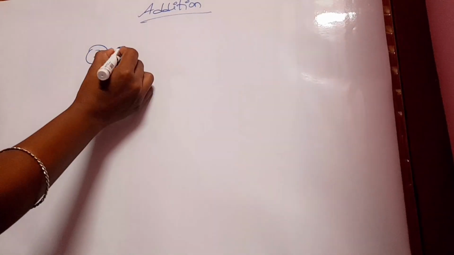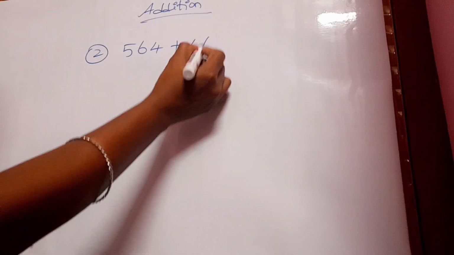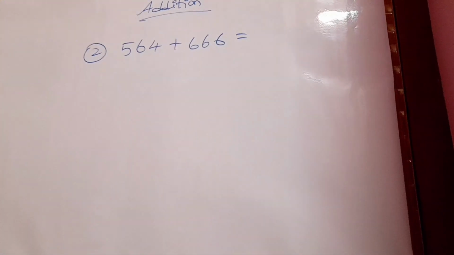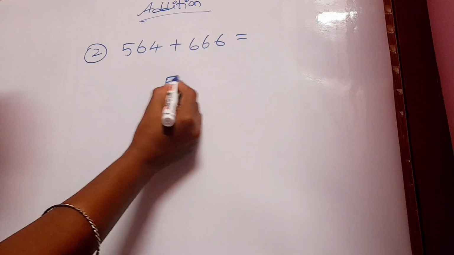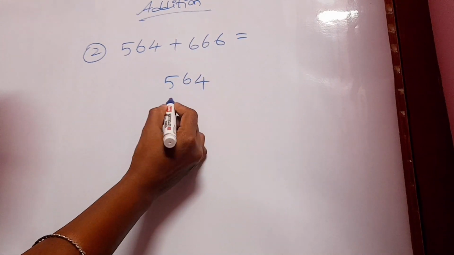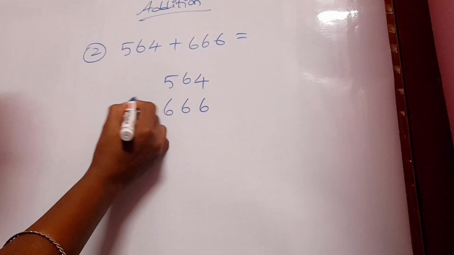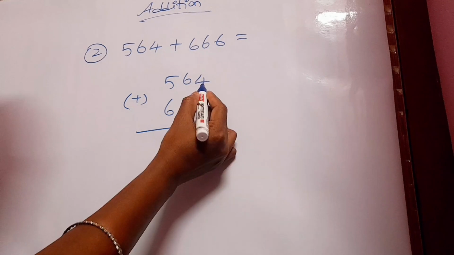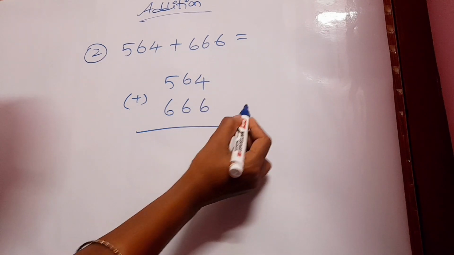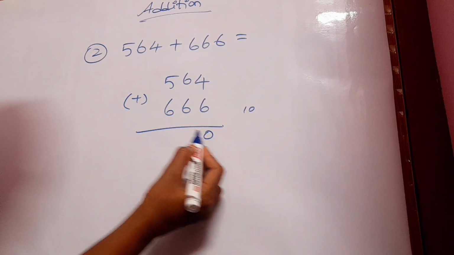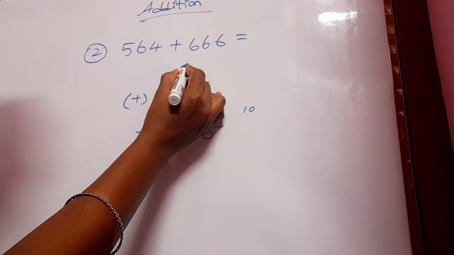Second sum. 564 plus 666. Write it down. 564, 666. Addition. 4 plus 6, we get 10. So 0 will be down and 1 will be the next row.